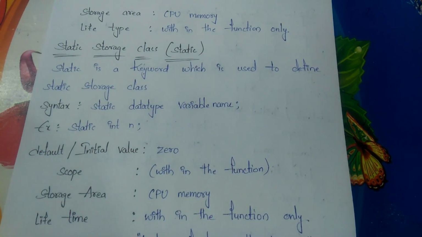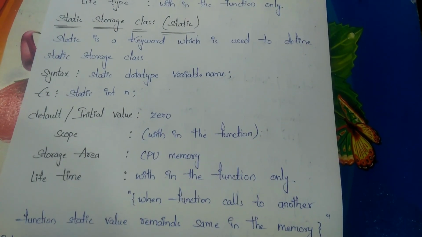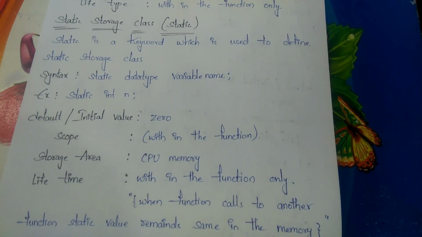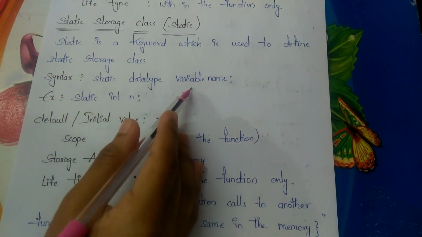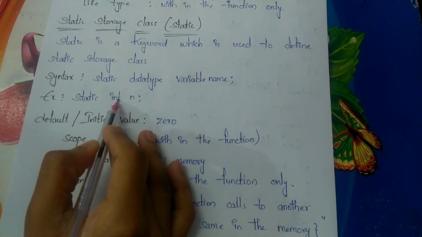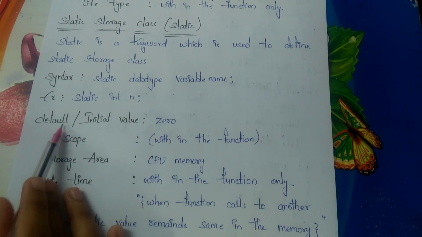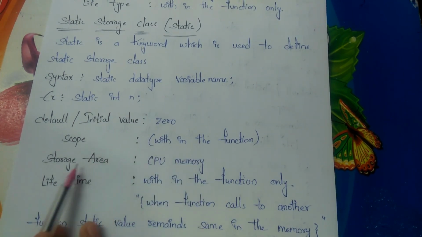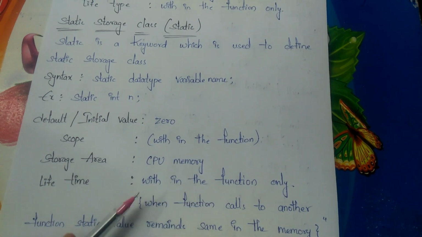Next we have the static storage class. The keyword is static, which is used to define the static storage class. The syntax is we write the static keyword, followed by the data type, then the variable name. For example, static int n. The default value is 0, the scope is within the function, the storage area is CPU memory, and the lifetime is within the function only.